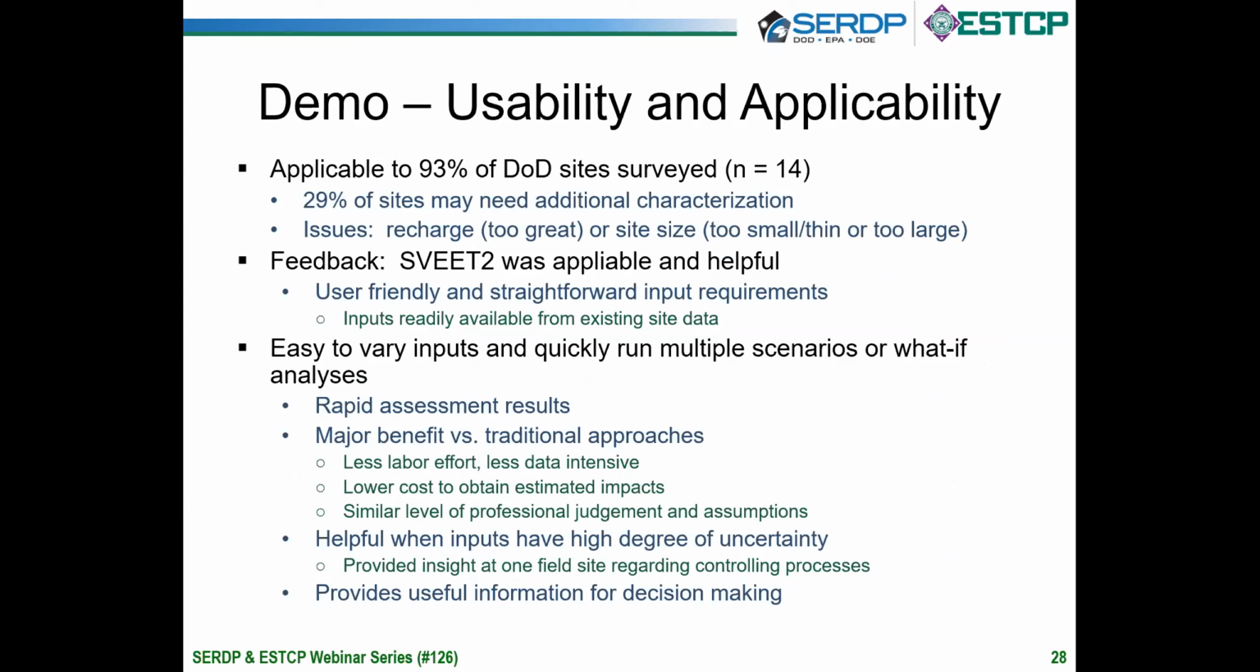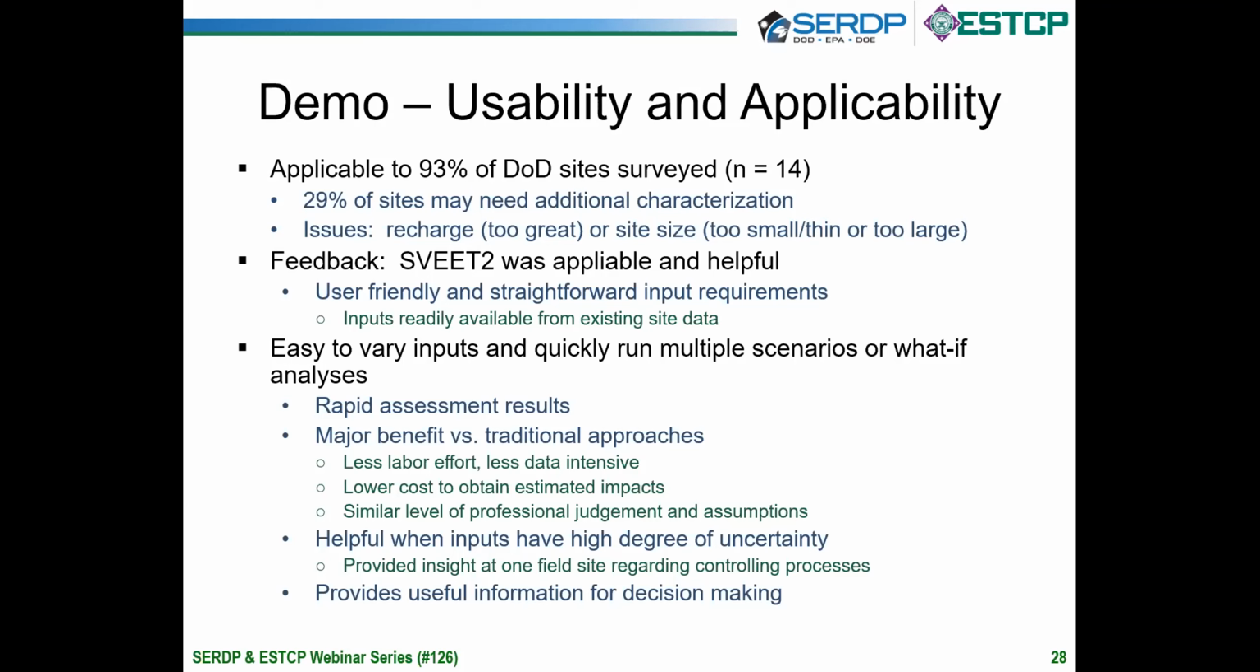The other aspect of the usability was the usability and applicability portion of the demonstration, where we found that SEET was applicable to 93% of the sites surveyed out of 14 total sites. For 29% of the sites, it was applicable, but we think they probably need some additional characterization to reduce the uncertainty in the input parameters. And of the sites where it was not applicable, there were basically 2 issues. One was that the recharge was too great, outside the bounds for SEET, or the site size was either too small or too large, again outside the bounds of what SEET represents.